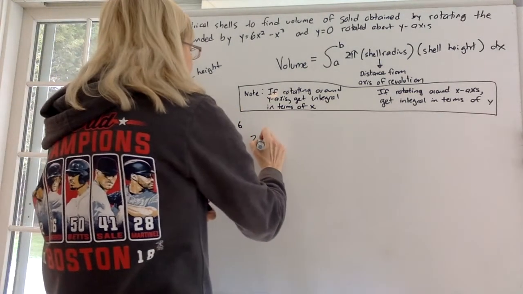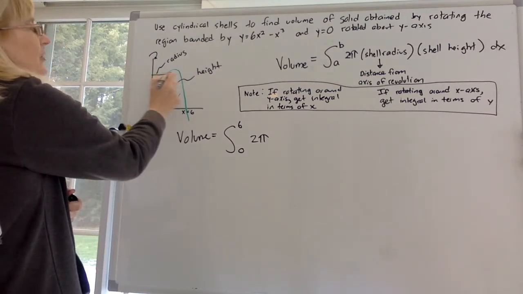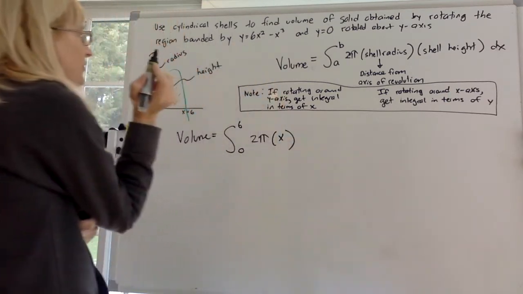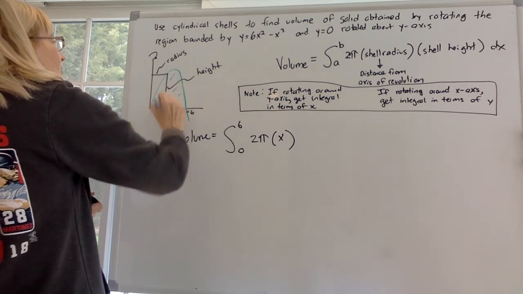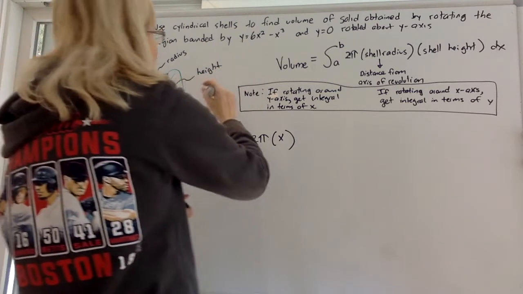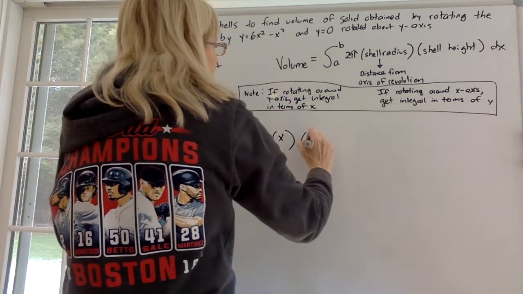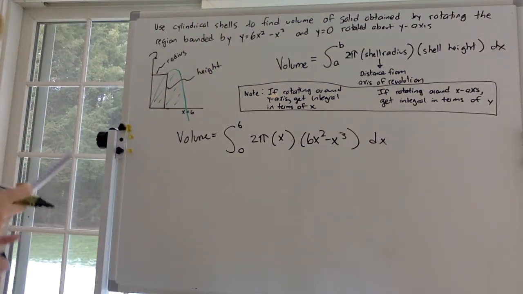You got 2 pi. The shell radius is the distance from the axis of revolution, so it's a particular x value, so it's just x. And what's the height? The height goes from here to here. It's from the x-axis up to the function, so it's just the function, right? That's the height right there. The height is 6x squared minus x cubed, dx. The hardest part is plugging into these things, figuring out what to plug in. The integration is the easy part, right?